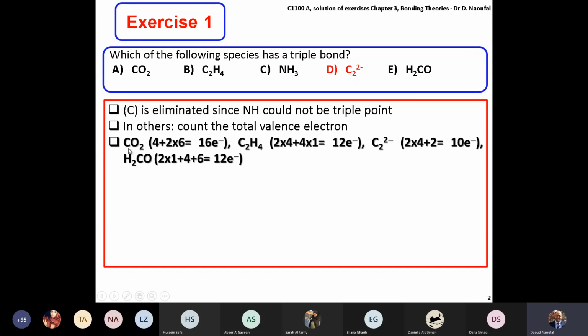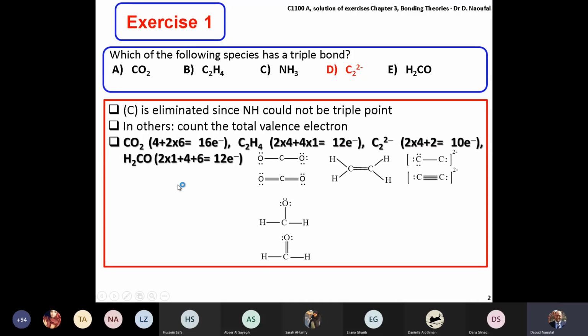In CO2, the central atom is carbon. In C2H4, we have 2 carbon centers. In C2 2-, we don't have a center since this is a diatomic species. And in H2CO, the central atom is C. So we draw the Lewis structure. In CO2, we have to join the carbon to 2 oxygens. Then we distribute 6 electrons as lone pairs on the first oxygen, and we add 6 on the second.